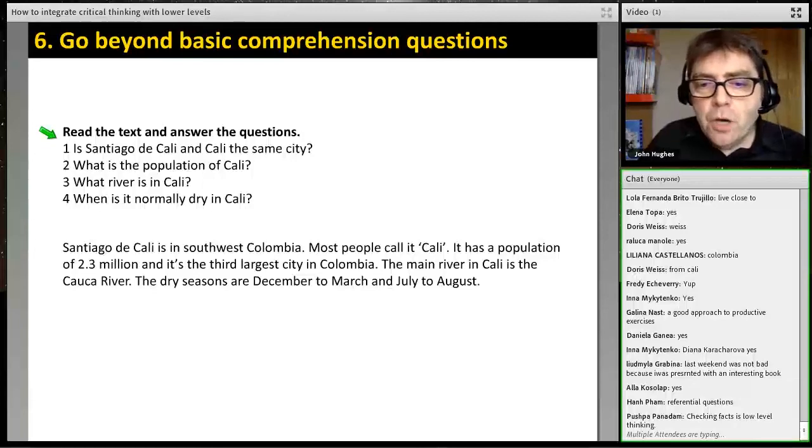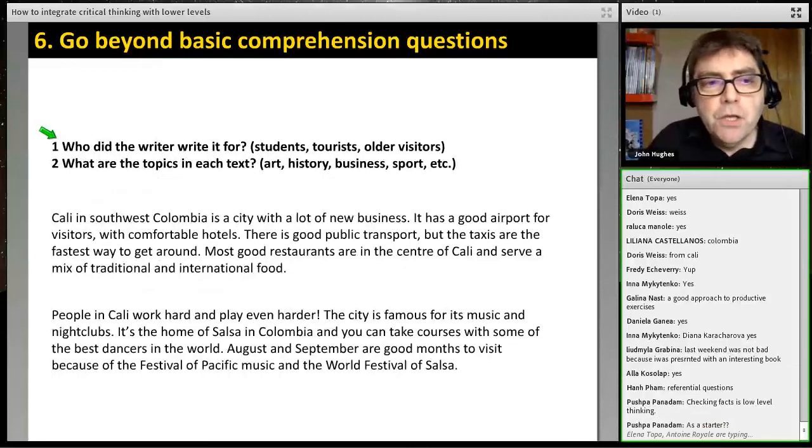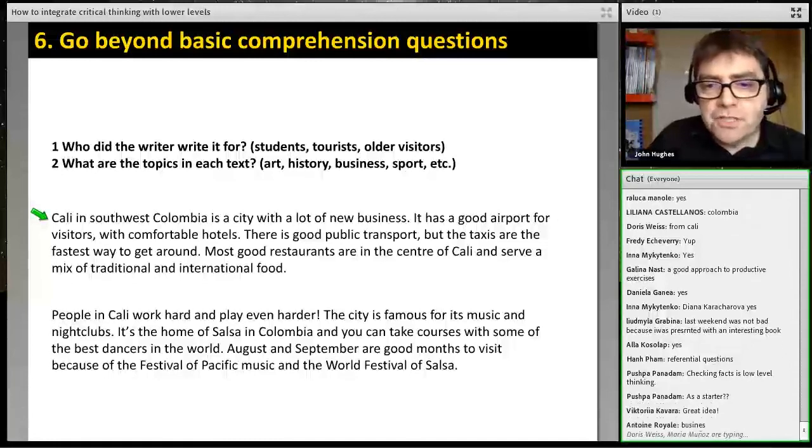Let me show you a more interesting exercise. Here's a more interesting exercise. You've got 2 texts about Cali, text 1, and then another text about Cali. Now, I'm not giving comprehension questions here, but I want the students to decide who the writer wrote each text for, and what the topics are. So in text number 1 here, what kind of reader is this text for? What kind of person is interested in this text?